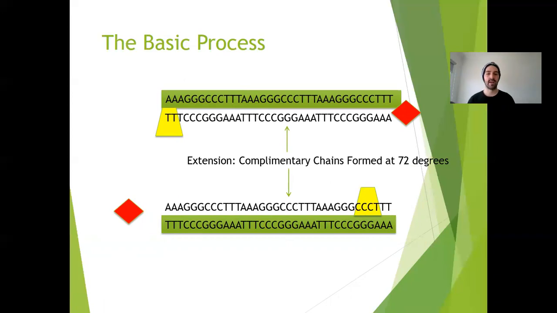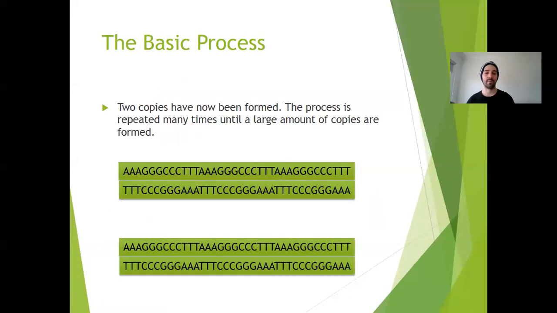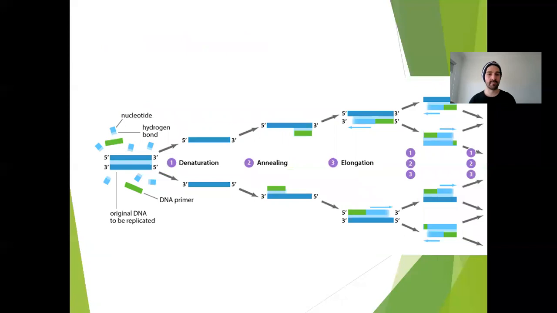So you can see that we now have double the amount of DNA sample that we originally started with. Okay, so just in a visual, we can see we started with 1 sample, we've now got 2, and we then repeat this process, the denaturation, the annealing, and the extension, over and over again until we get a large amount of copies. So here you can see, for example, we've been through the process of denaturation, annealing, and extension or elongation, and then we're going to repeat that process over and over again.